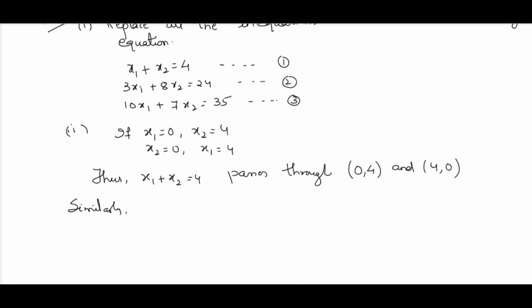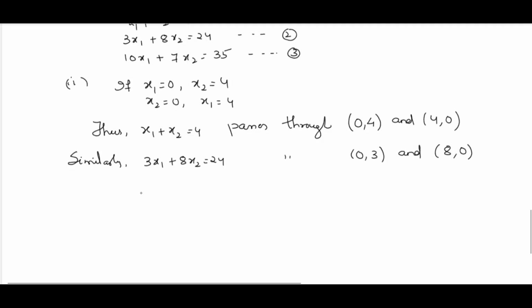Similarly, if we put x1 as 0 in case of equation 2, what will we get for x2? We will get 3. Similarly, if we put x2 equal to 0, we will get x1 equal to 8. So the equation 3x1 plus 8x2 is equal to 24 passes through points (0, 3) and (8, 0). Similarly, for the third equation, 10x1 plus 7x2 is equal to 35, it passes through points (0, 5) and (3.5, 0). So in all the cases, we are not putting both variables 0 at a time; one by one, we determine the value of the other.